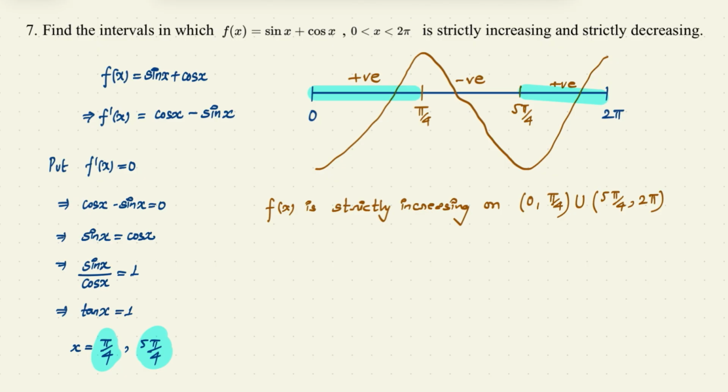And similarly, the function f(x) is strictly decreasing on the open interval pi by 4 to 5 pi by 4. So these are the required answers for this question.